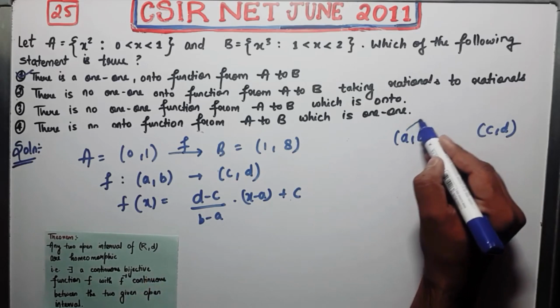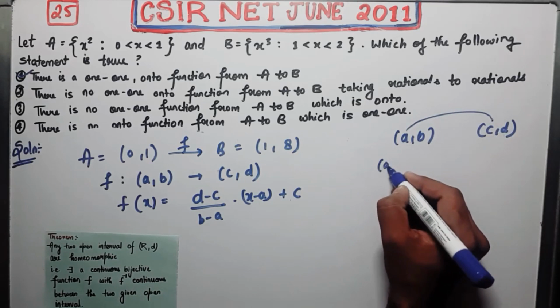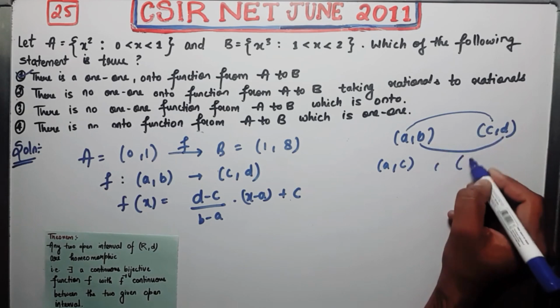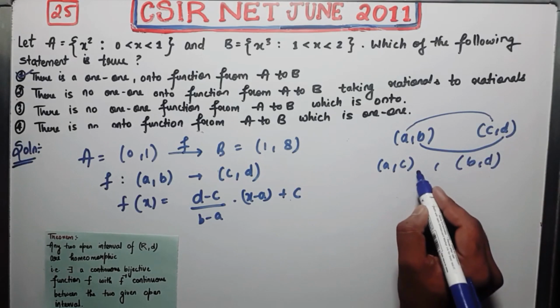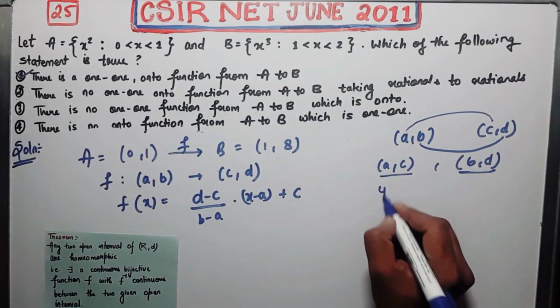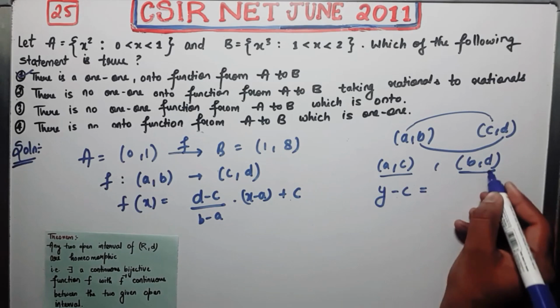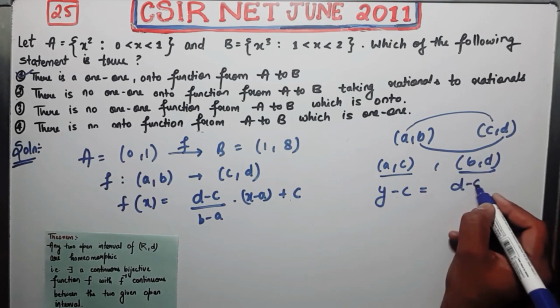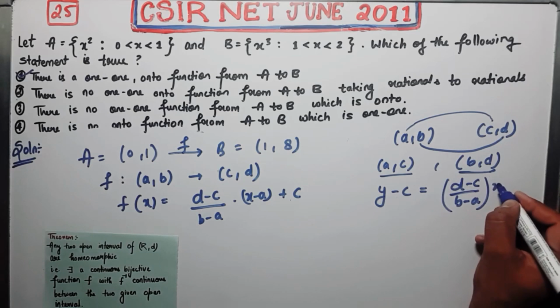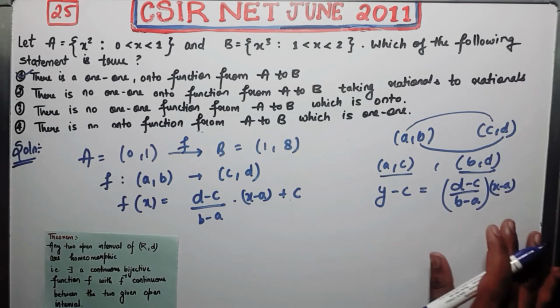So just consider these as your two coordinates in R square, and these two coordinates in R square. Now let us suppose these are the two points in R square. You just have to draw a line between them. So what is the line between these two coordinates? y minus c is equal to (d minus c) upon (b minus a), that is the slope of the line, into (x minus a). Okay, this is the line.